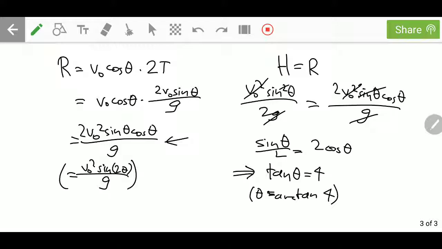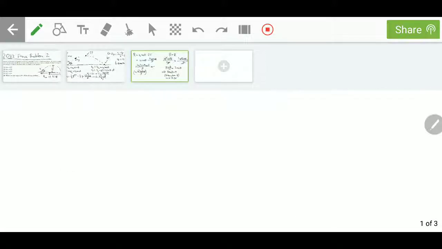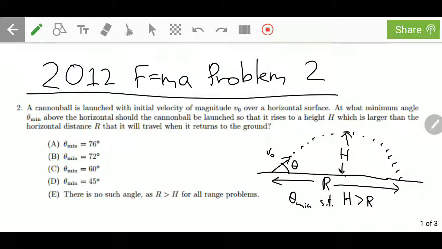What we get is that this is about 75.96 degrees. Now, we go back to our problem, and we indeed see 75.96 degrees is right around 76 degrees, and so this right here is our answer.